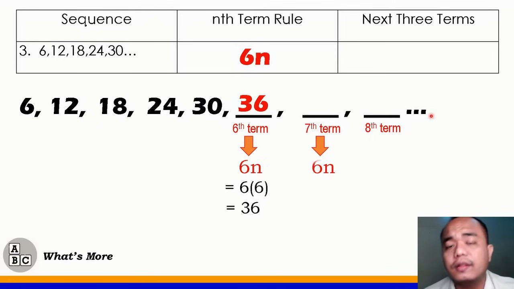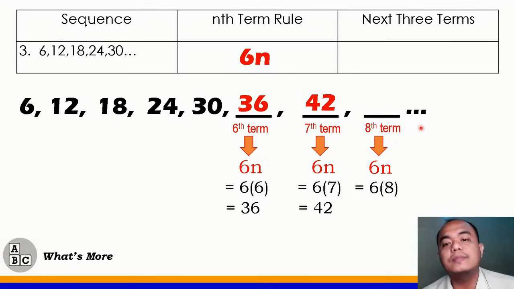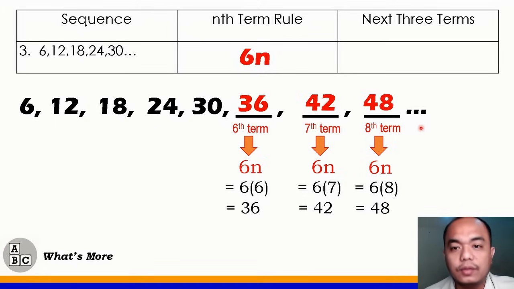So let's have the 7th term. 6n, so that means we have 6 times 7, and we have 42 as our 7th term. Next, we have the 8th term. 8th term, that's 6 times 8, and 6 times 8 equals 48. So that means our 8th term here is 48.